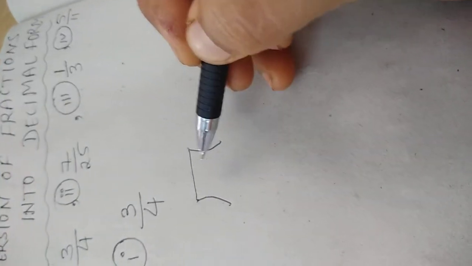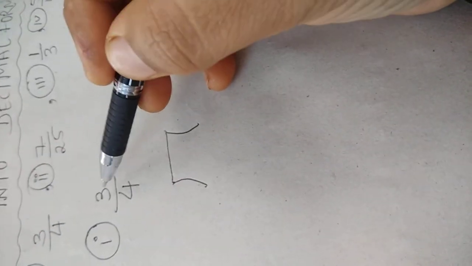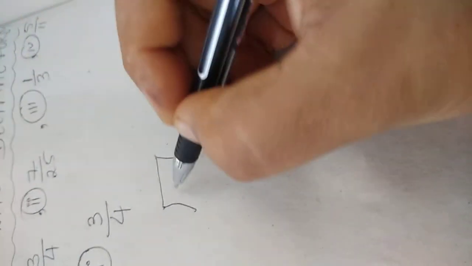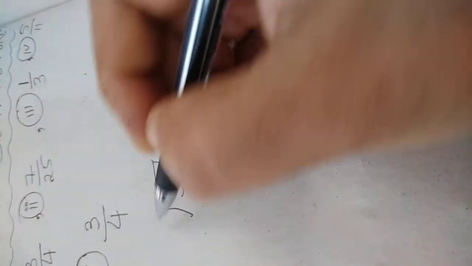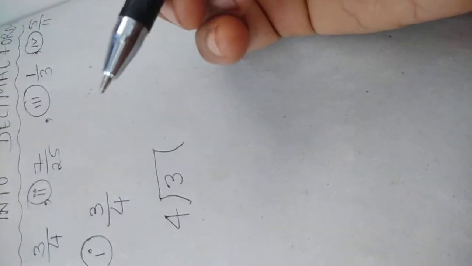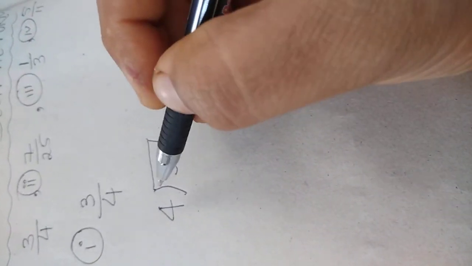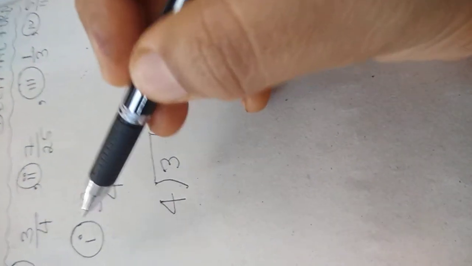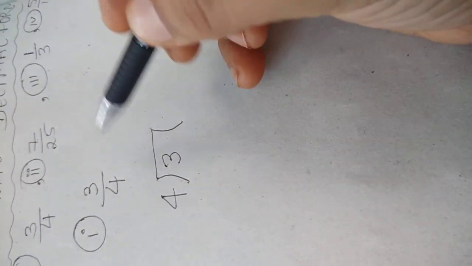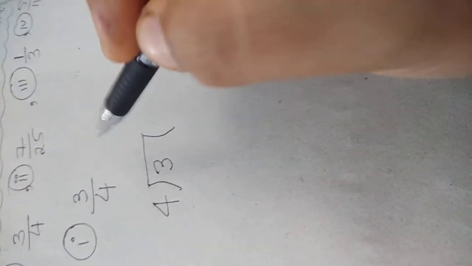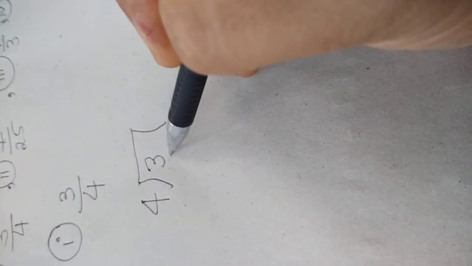You remember while dividing, you always write the numerator inside. Numerator will be inside. Denominator will be here outside. Don't think the greater number will be inside. No, it is wrong. Whether the numerator is smaller or greater, always numerator you have to write inside.